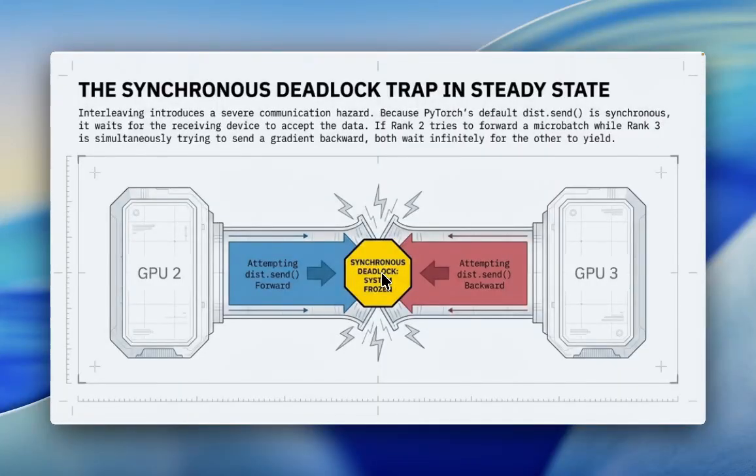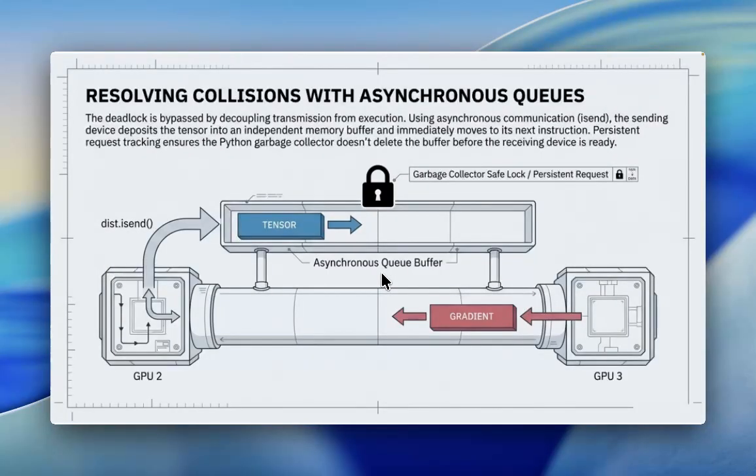Interleaving introduces a severe communication hazard because PyTorch's default dist.send is synchronous. It waits for the receiving device to accept the data. If rank 2 tries to forward a micro batch while rank 3 is simultaneously trying to send a gradient backward, both wait infinitely for the other to yield. The deadlock is bypassed by decoupling transmission from execution.